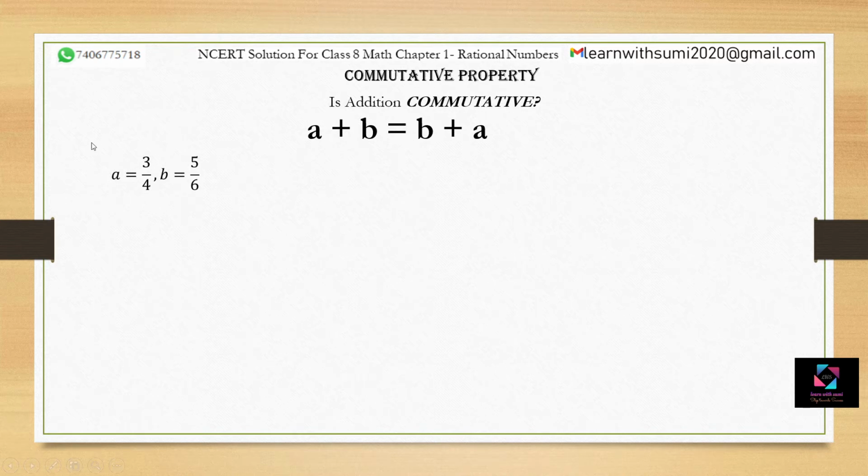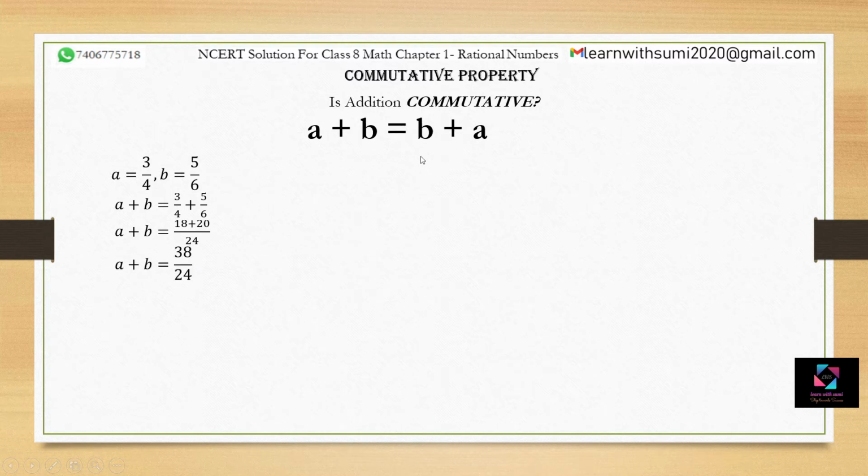Let's get started with one simple example of a is equal to 3 by 4 and b is equal to 5 by 6. If we add them, we get 18 plus 20 divided by 24. We just cross multiplied here. See, 6 3s are 18, 5 4s are 20, whole divided by 6 4s are 24. So 18 plus 20 divided by 24, which is equal to 38 by 24.